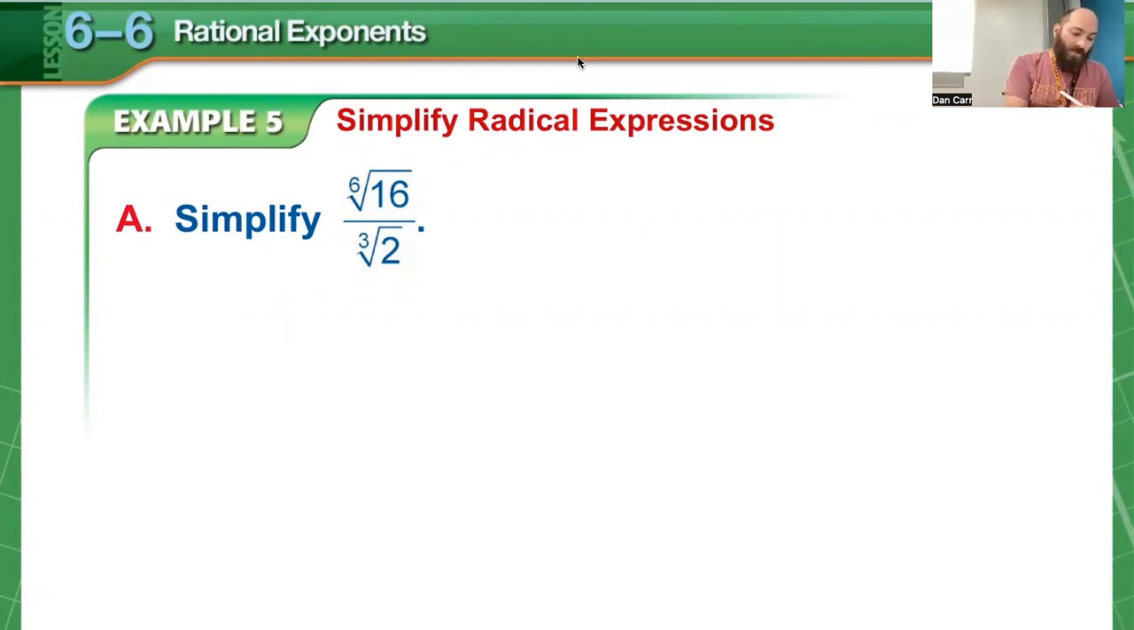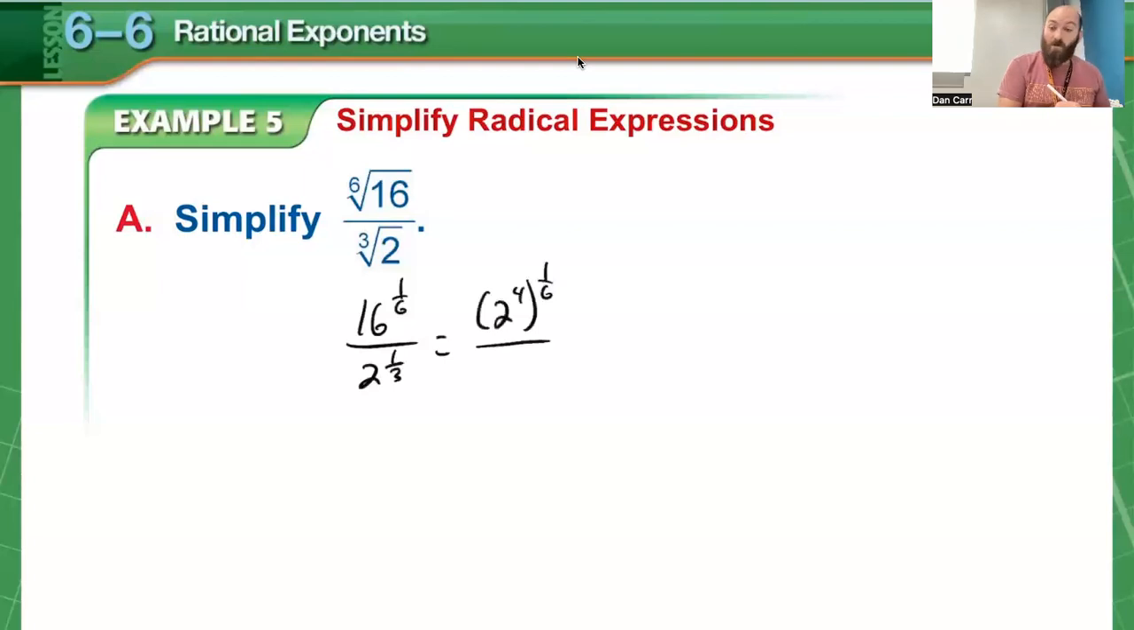The best way to do this is to start by rewriting into our rational exponents. So this is the same as 16 to the 1/6, and then 2 to the 1/3. Now, this does not actually combine because they have different base values, but 16 can be rewritten in terms of 2. 16 is the same as 2 to the 4th power, so I can rewrite that as 2 to the 4th to the 1/6 power. In my denominator, it's still 2 to the 1/3.